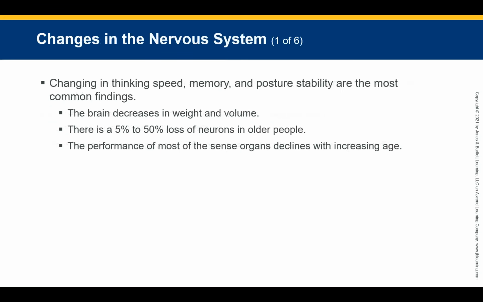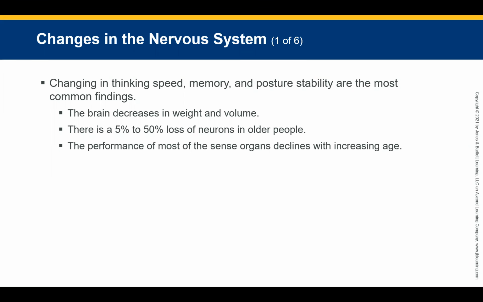And changes in the nervous system. So let's think about this. Changes in thinking speed, memory, and postural stability are common normal findings in elderly people. They don't remember as much. They're a little bit slower. They do slump over. They don't have the muscle mass to hold them upright. Their brain also decreases in weight, by 10 to 20% of volume as a person ages.